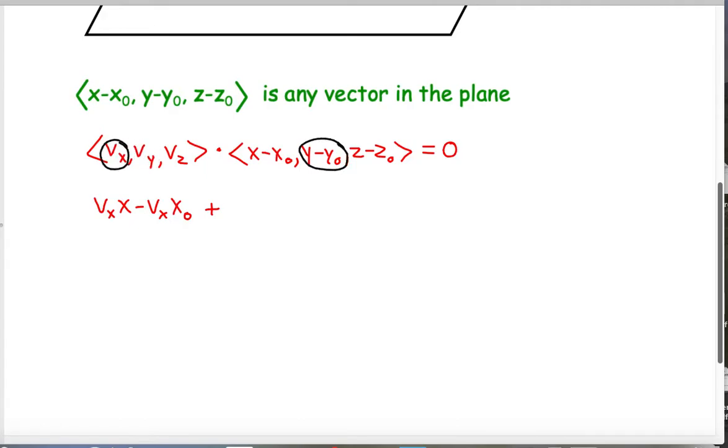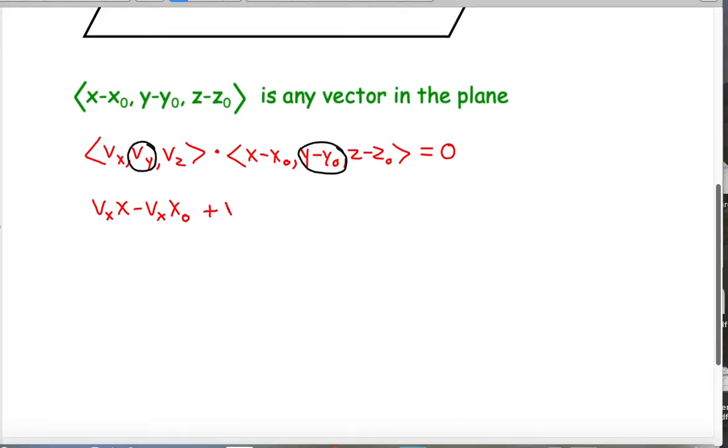There we go. So I multiplied the x components together and I distributed. Now I'll do the same thing with the y components. And so I'm going to get v sub y times y minus v sub y times y sub 0 plus, and it's important to remember and understand what each of these variables represents.